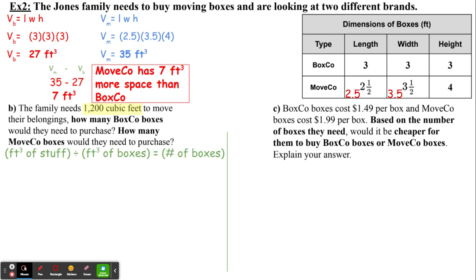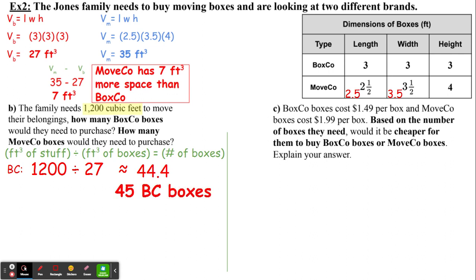Okay, so let's focus on, first of all, just finding how many boxes they're going to need of each amount. So if you take their total cubic amount of stuff that they have, 1,200, divide it by how much cubic feet of space is inside of each box, that'll tell you how many boxes they need to get. So for Boxco, 1,200 divided by 27 cubic feet inside is 44.4. Well, 44 isn't enough boxes, so they'd have to buy 45 boxes from Boxco.